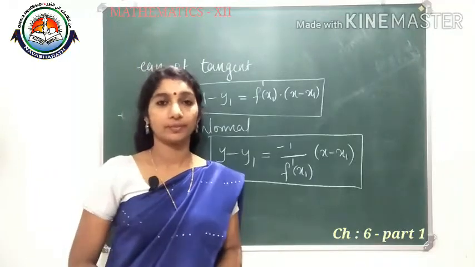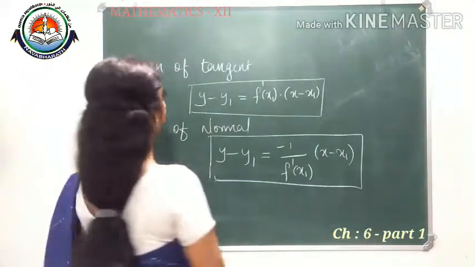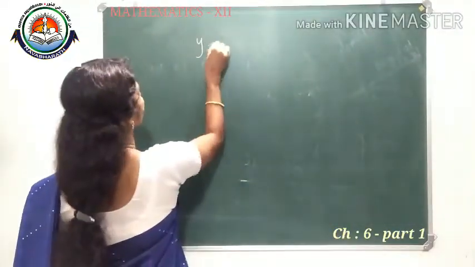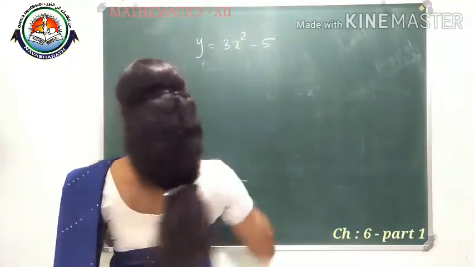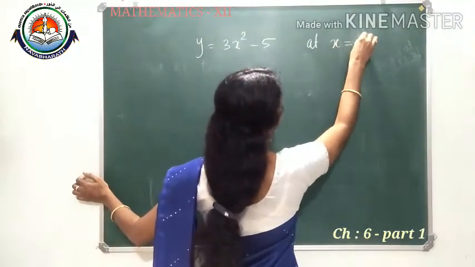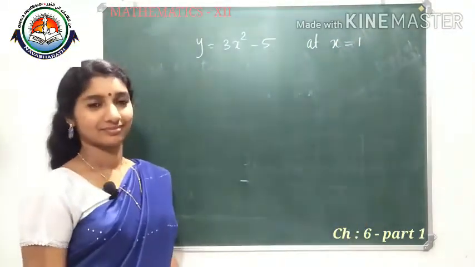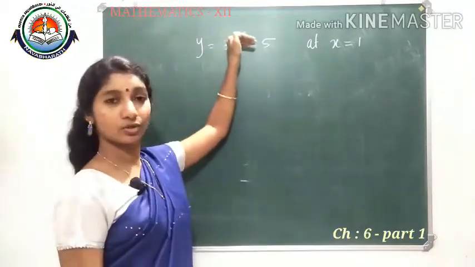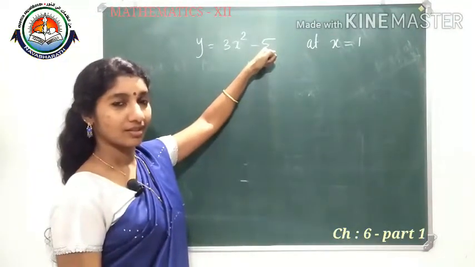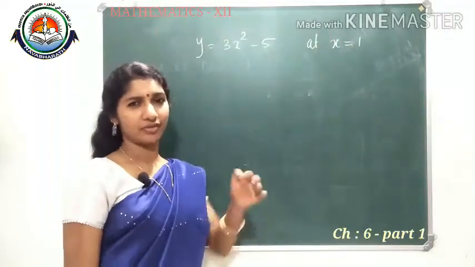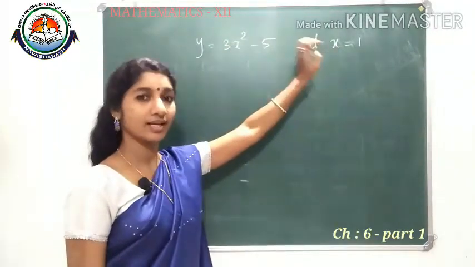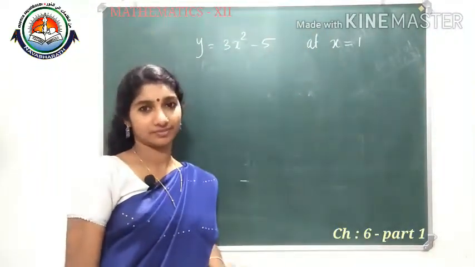Okay, and we can do one problem. We can find the equation of the tangent. One curve is given: y equal to 3x square minus 5. And we need to find the equation of the tangent at x equal to 1. Every point on the curve, we can draw tangents for this curve. So at x equal to 1, that particular tangent's equation we need to find.